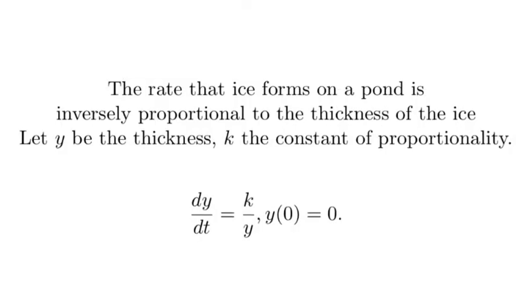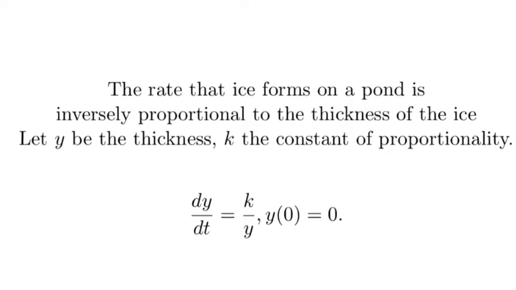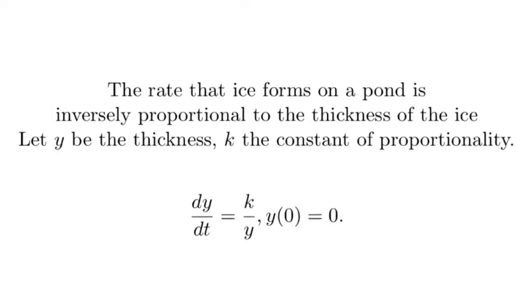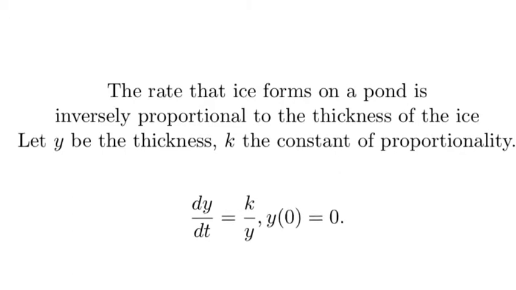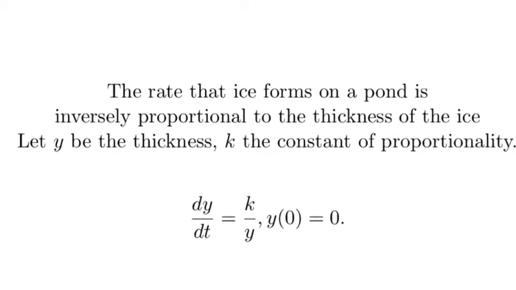And so the initial value problem is dy/dt equals k/y, where k is a constant of proportionality, which probably depends on things such as the shape of the lake and the temperature outside and all of that. And the initial condition that we're starting with here is that y(0) is equal to 0. That's the initial value problem. Now, does it even make sense to have dy/dt equals k/y here?